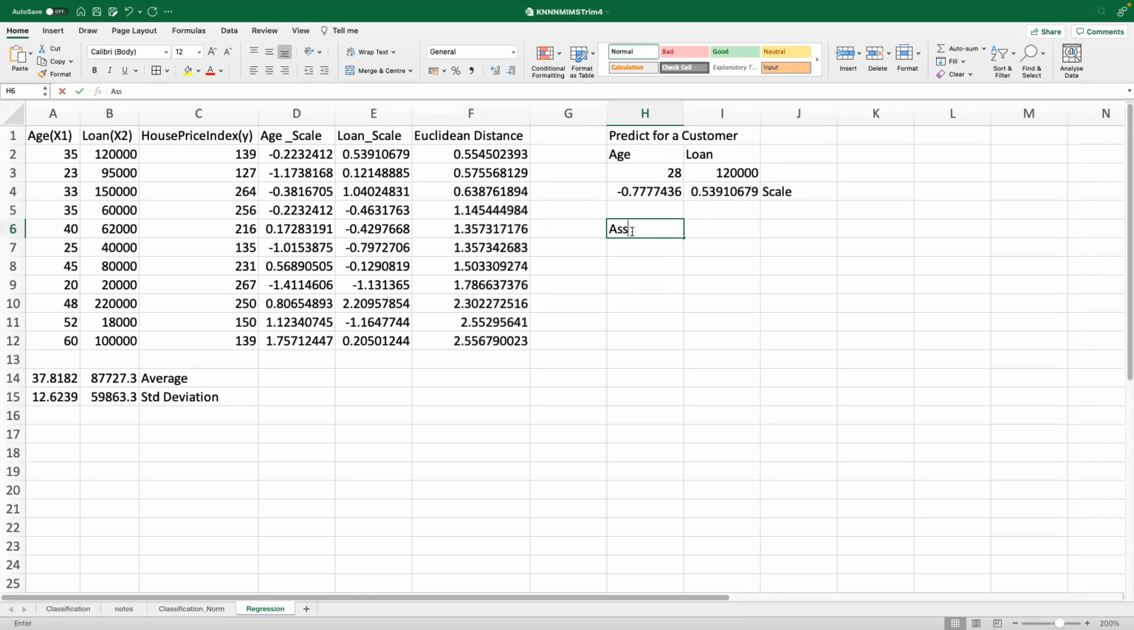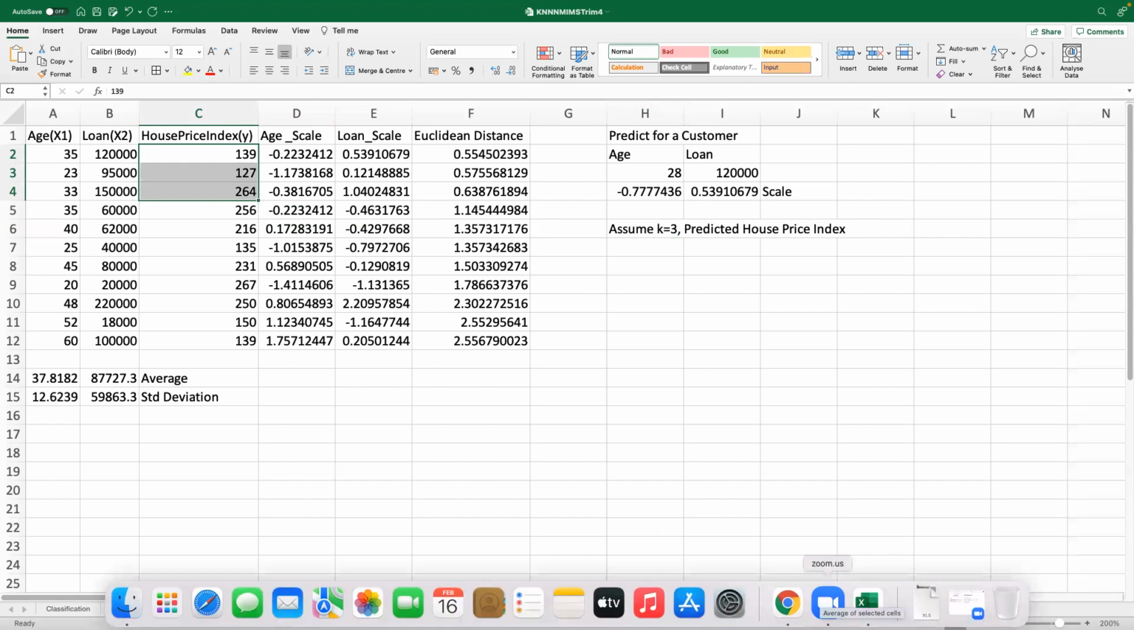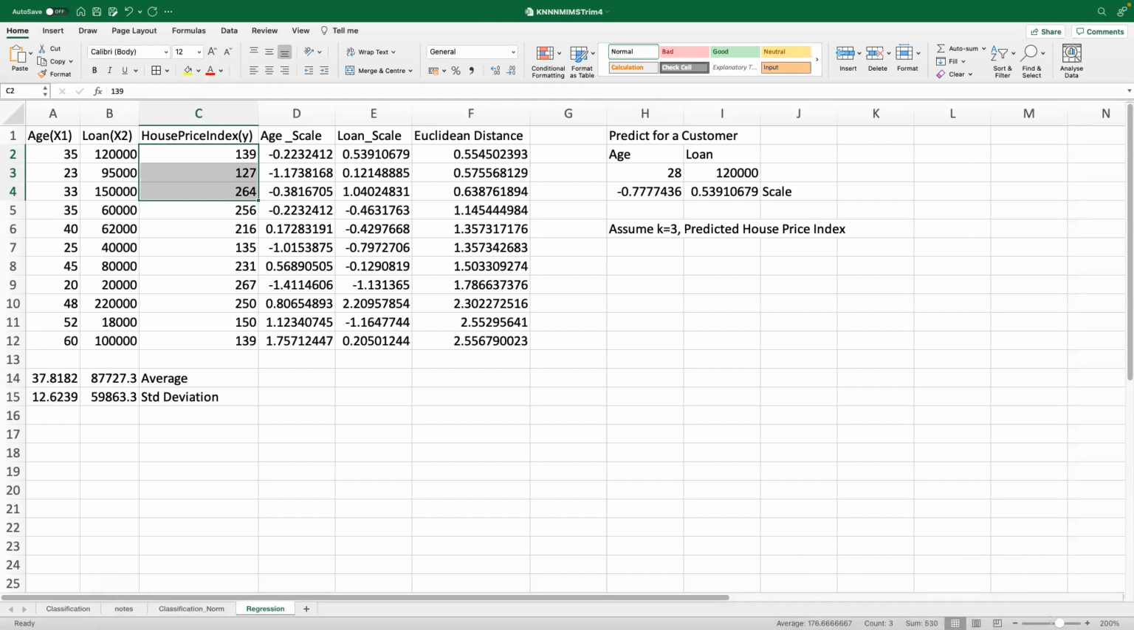so assume k is equal to 3, the predicted house price index is the average of 3. So 1, 2, 3, you can see in the bottom average, 176.67. So average of this 3, you can see in the bottom, 176.67.